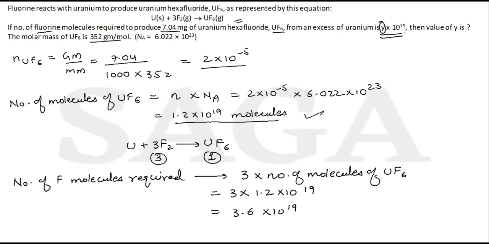And in the question, what is its value given as? Y into 10 raised to the power 19. So from here the value of Y will be 3.6. And we had to find the value of Y only. So this will be your answer.